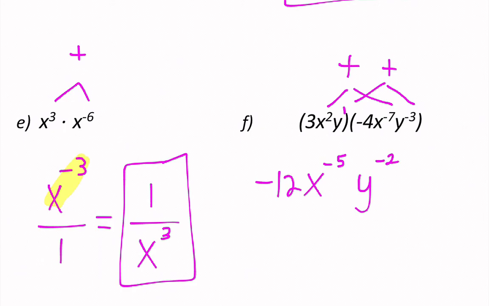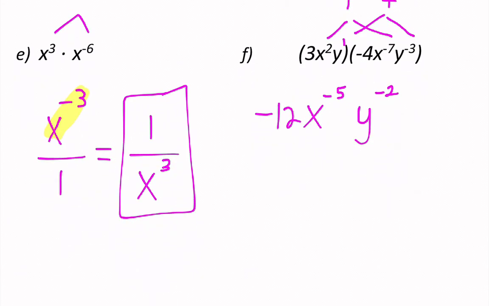Okay, I can't leave my answer looking like that because I see negative exponents. So I turn this guy into a fraction, and I'm going to move everything where it belongs. So the first thing I see is my constant, my negative 12. Notice this negative 12 does not have a negative exponent or any exponent really. So I'm going to leave negative 12 alone. It's going to stay on top.